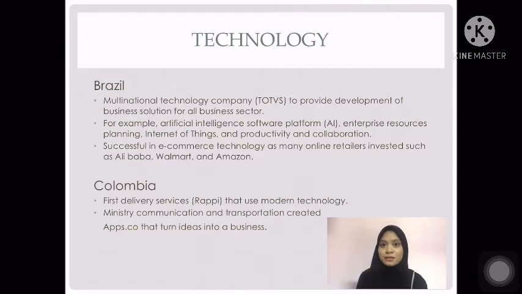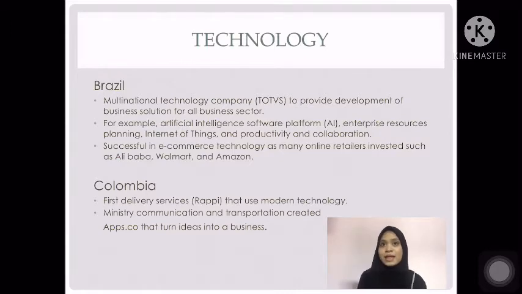By this initiative, the software technology in Brazil can grow forward and help businesses in their country to strengthen business management. Besides that, many online retailers around the world are investing in Brazil due to their successful e-commerce. For example, Alibaba, Walmart, and Brazil increased their operation to serve about 140 million internet users in Brazil for purchasing goods online.